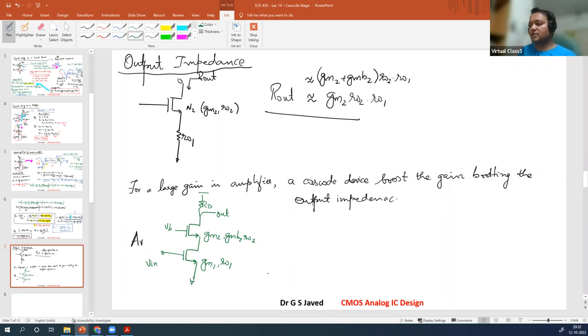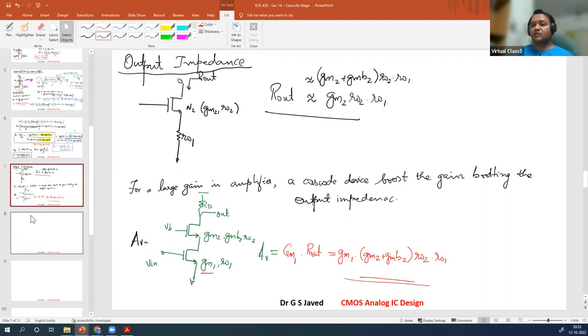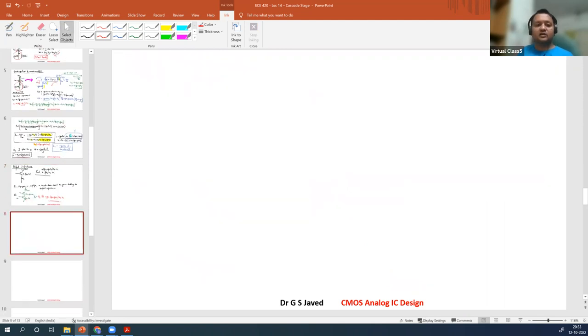So what is the effective gain? The gain AV will be given as GM of the input device times R out of the complete circuit. That is given as this GM1. R out is given as the product of all these two: GM2 plus GMB2 multiplied by R2, then multiplied by R1. So this will be the effective enhanced gain that you get from this. So your cascode device will increase your gain by increasing your output impedance.